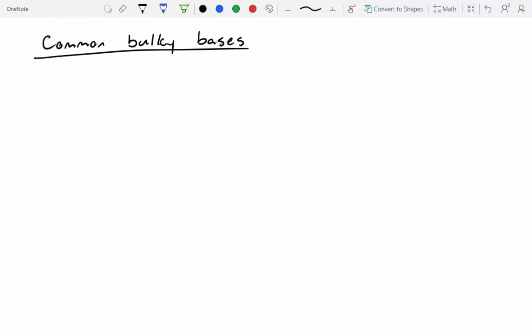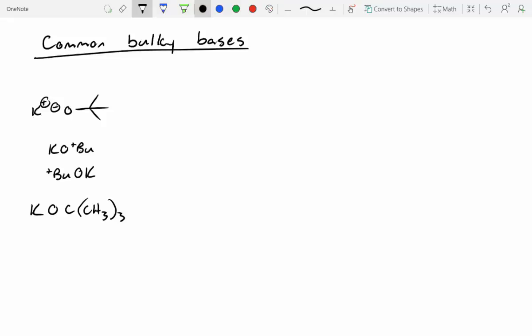All right, does anybody have one that they want to share? Yeah, we talked about one already. Potassium terbutoxide is super duper common. People will oftentimes refer to this as KOtBu. So tBu stands for terbutoxide, or tBuOK, or KOC(CH3)3. These are all the exact same thing, right? So you might see it written a few different ways.